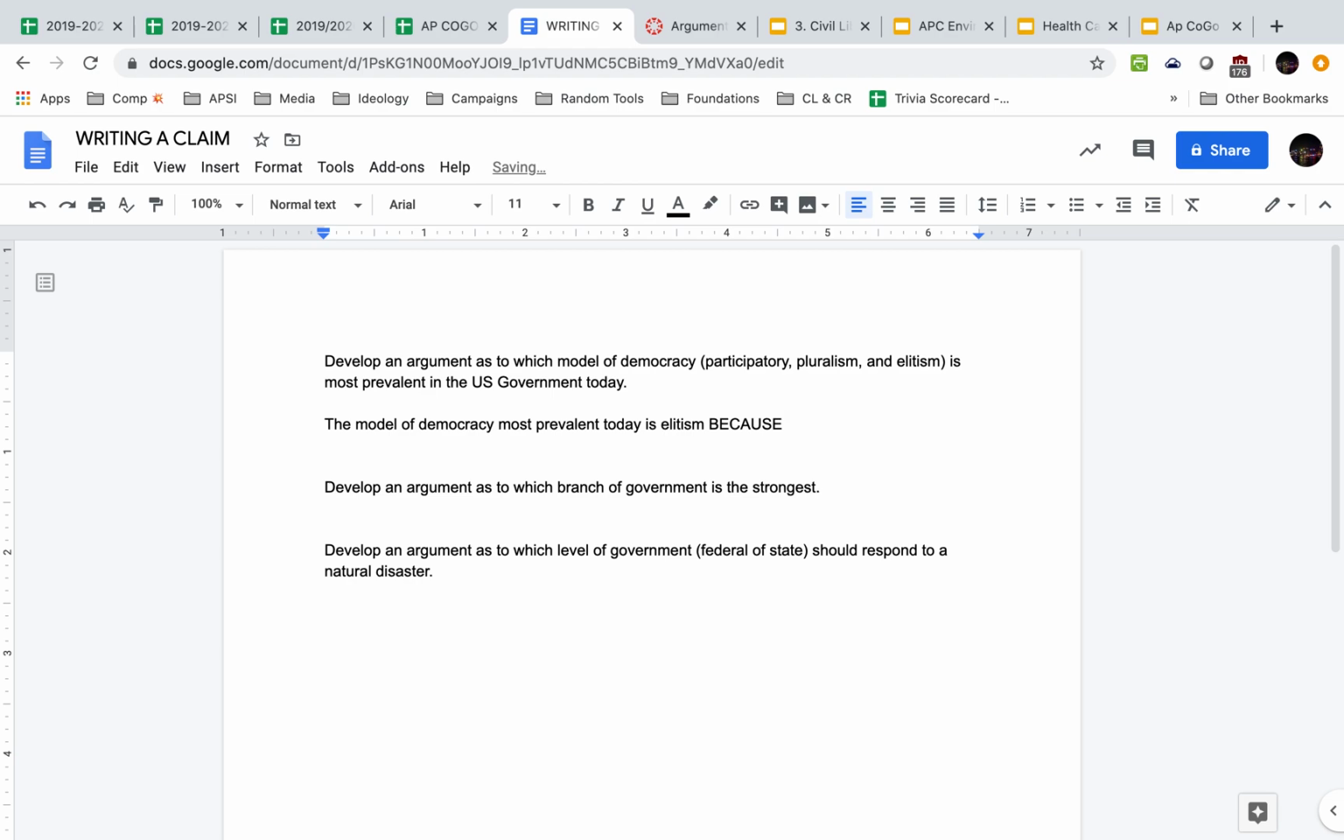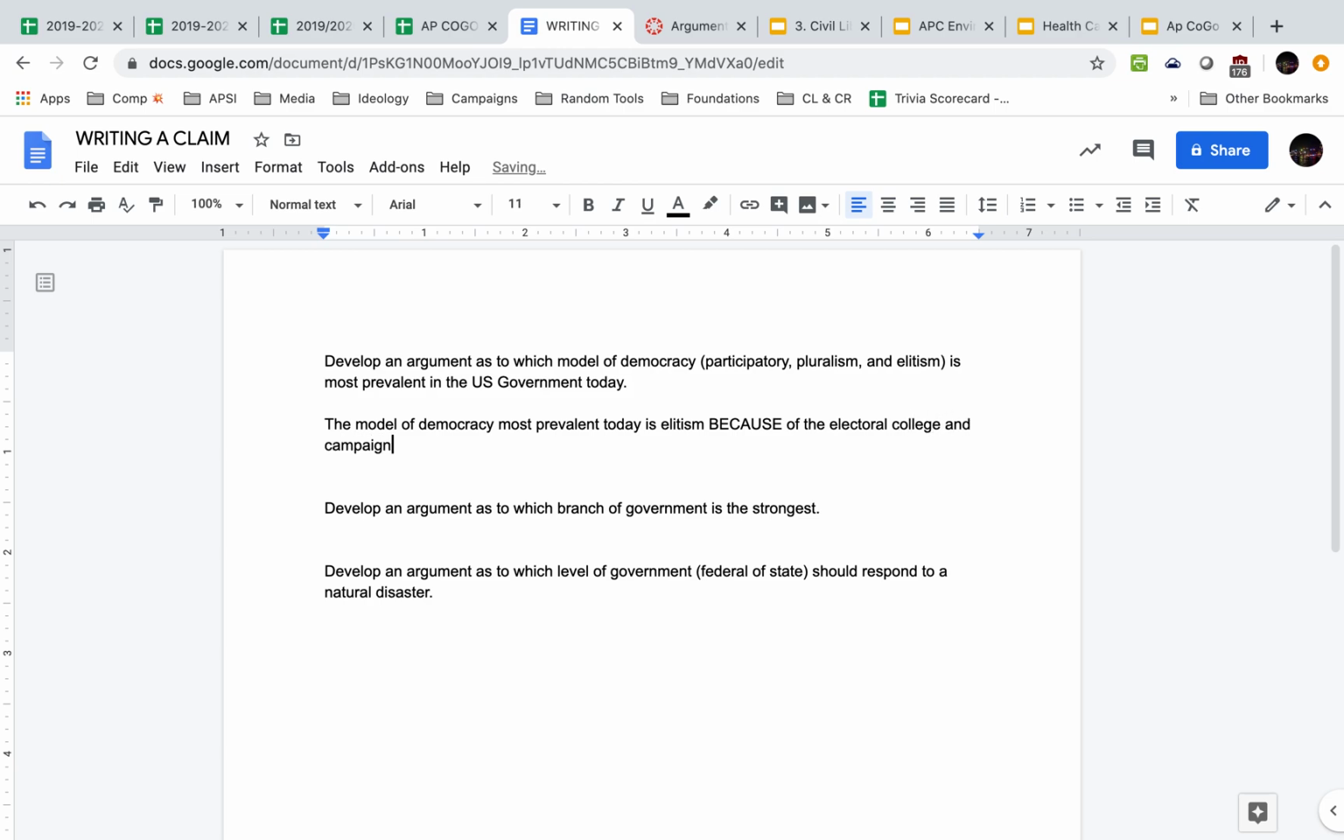And I might point out here right now that your claim is your first paragraph, really. It's a thorough, longer sentence. You don't have an introduction. You don't have any of the attention getters like an English exam. So make sure you get this claim perfect. So the model of democracy most prevalent today is elitism. And I'm going to say because of the Electoral College and campaign finance laws.